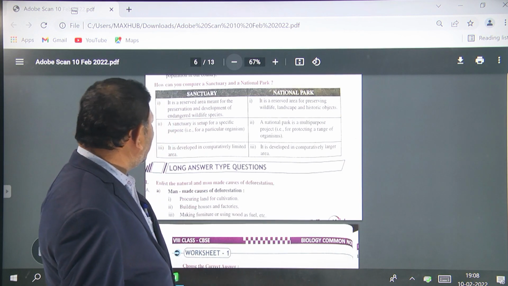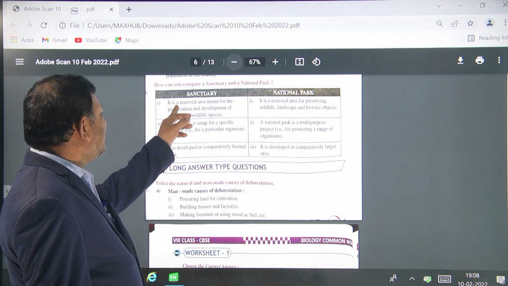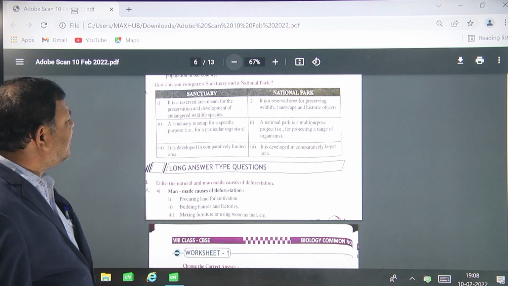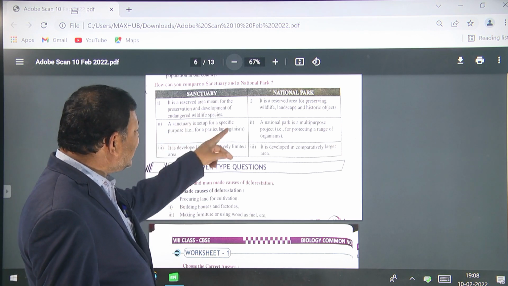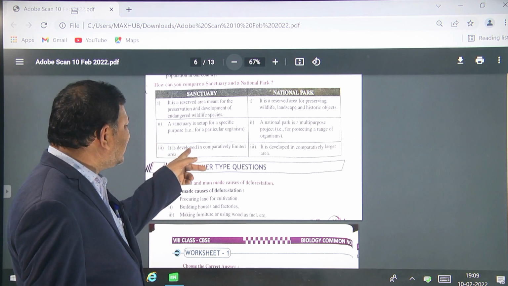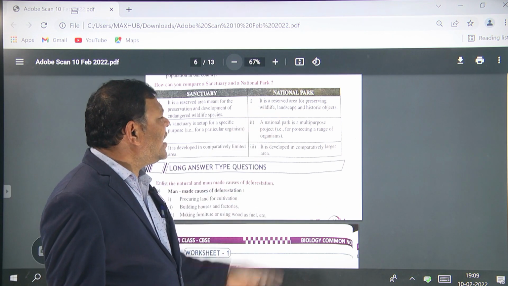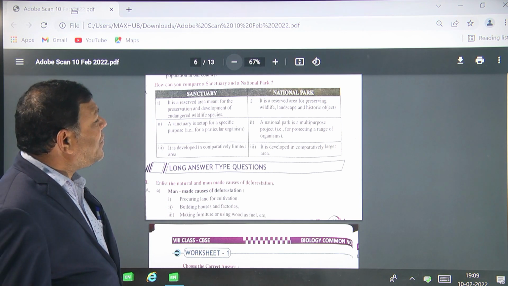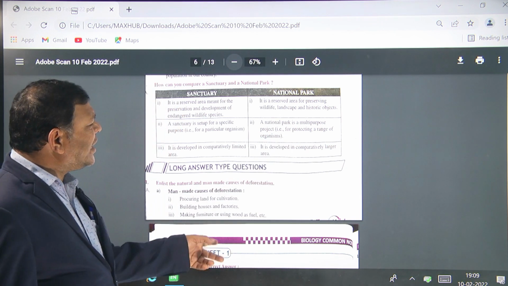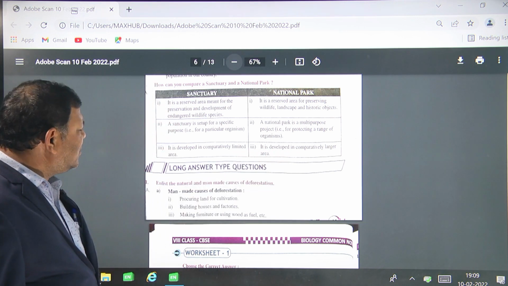What is the difference between a sanctuary and a national park? A sanctuary is a reserved area meant for the preservation and development of endangered wildlife species. It is set up for a specific purpose, that is, a particular organism, and is developed in a comparatively limited area. A national park is a reserved area for preserving wildlife, landscape and historic objects. It is a multi-purpose project protecting a range of organisms and is developed in a comparatively larger area.